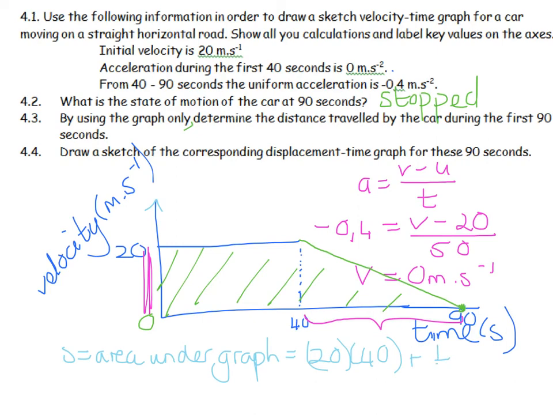plus a half of 50. Remember, the base of my triangle is only 50 and my height is still 20. And I find that I get 1,300 meters. So that is how I would calculate the distance. And then they want a corresponding displacement time graph for those 90 seconds.